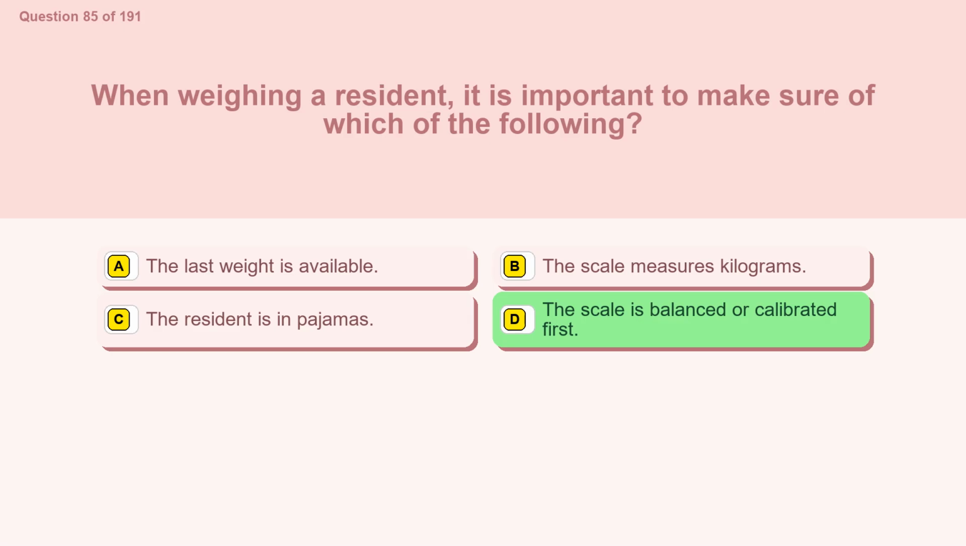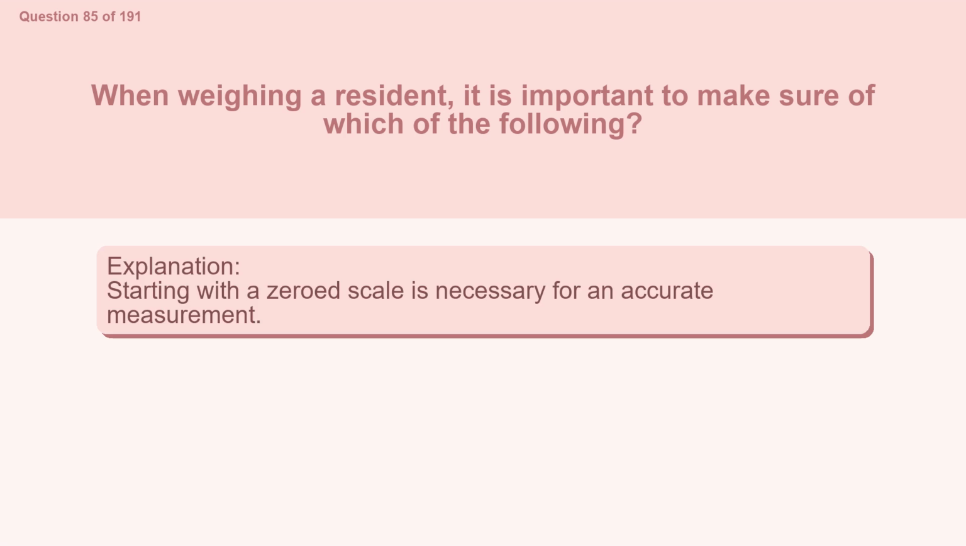The correct answer is option D. The scale is balanced or calibrated first. Starting with a zeroed scale is necessary for an accurate measurement.